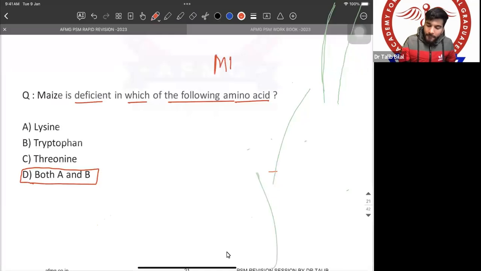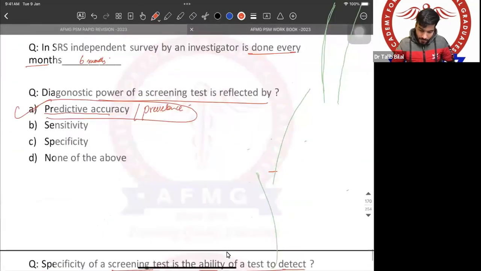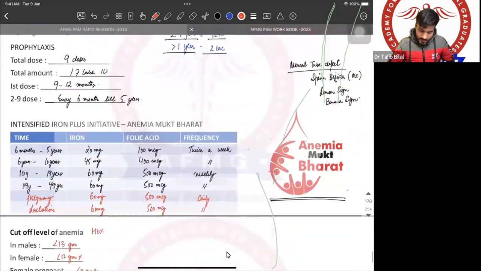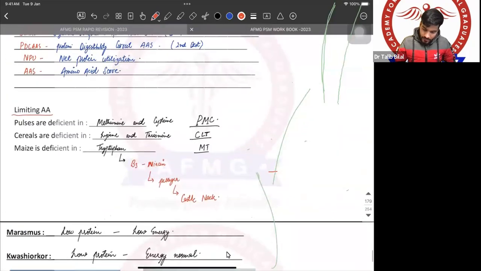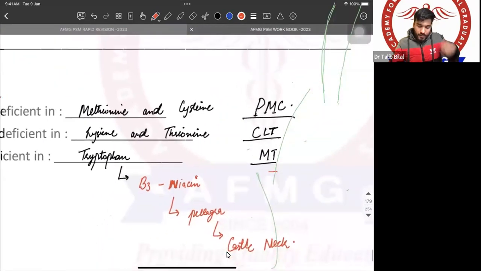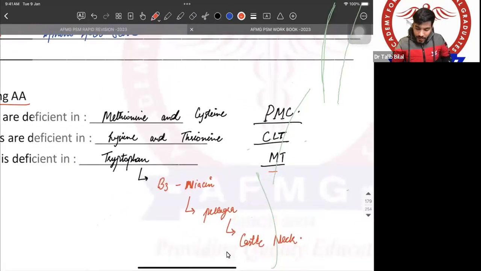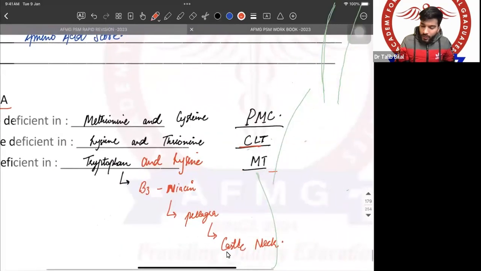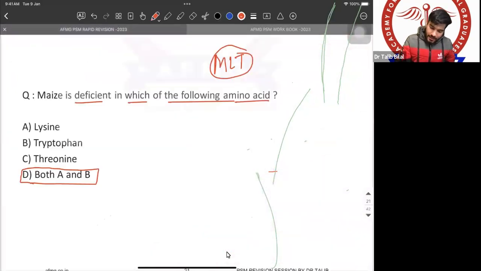Do you remember, guys? I told you MLT. Let me show you MLT directly. Maize is deficient in tryptophan as well as lysine. Remember it, guys. Leucine is pellagragenic. Cereals are deficient in lysine and threonine, and pulses are deficient in methionine and cysteine.